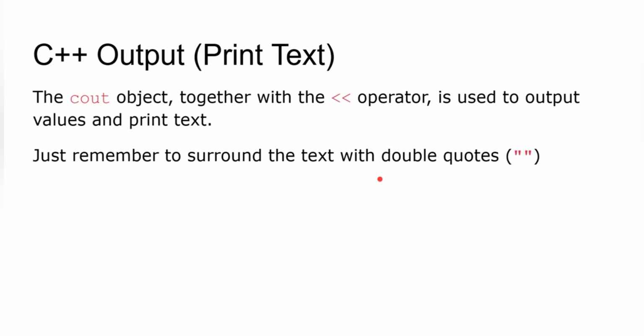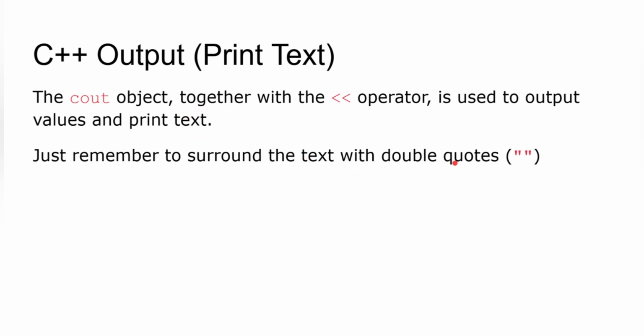In the previous video, we have seen the syntax of C++ basic code of Hello World. Now we will learn more about the C++ output, that is to print something on the console. We already saw the cout object is used together with the insertion operator to output values and print text. Just remember to surround the text with double quotes. So we can also print the text as well as some numbers. But when we are trying to print the text, we need to surround it with double quotes.